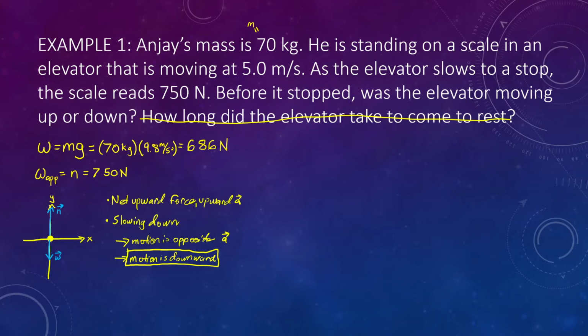So again, let's just step through how we figured this out. We saw that we had an apparent weight of 750 newtons, that being the normal force, and an actual weight W of 686. Well, 750 is bigger than 686, so the normal force is greater than the weight, meaning there is a net upward force, hence an upward acceleration. But we're slowing down, so acceleration points in the opposite direction of motion, so if acceleration is upward, motion has to be downward.